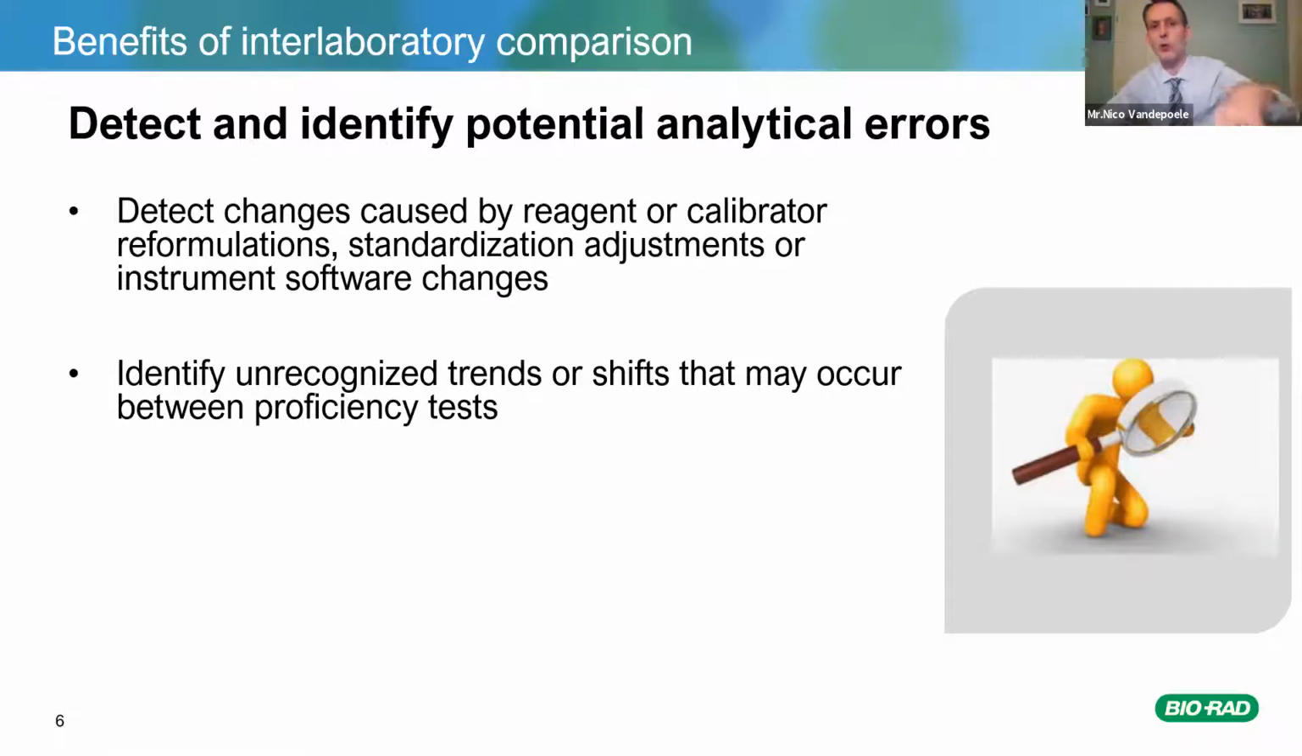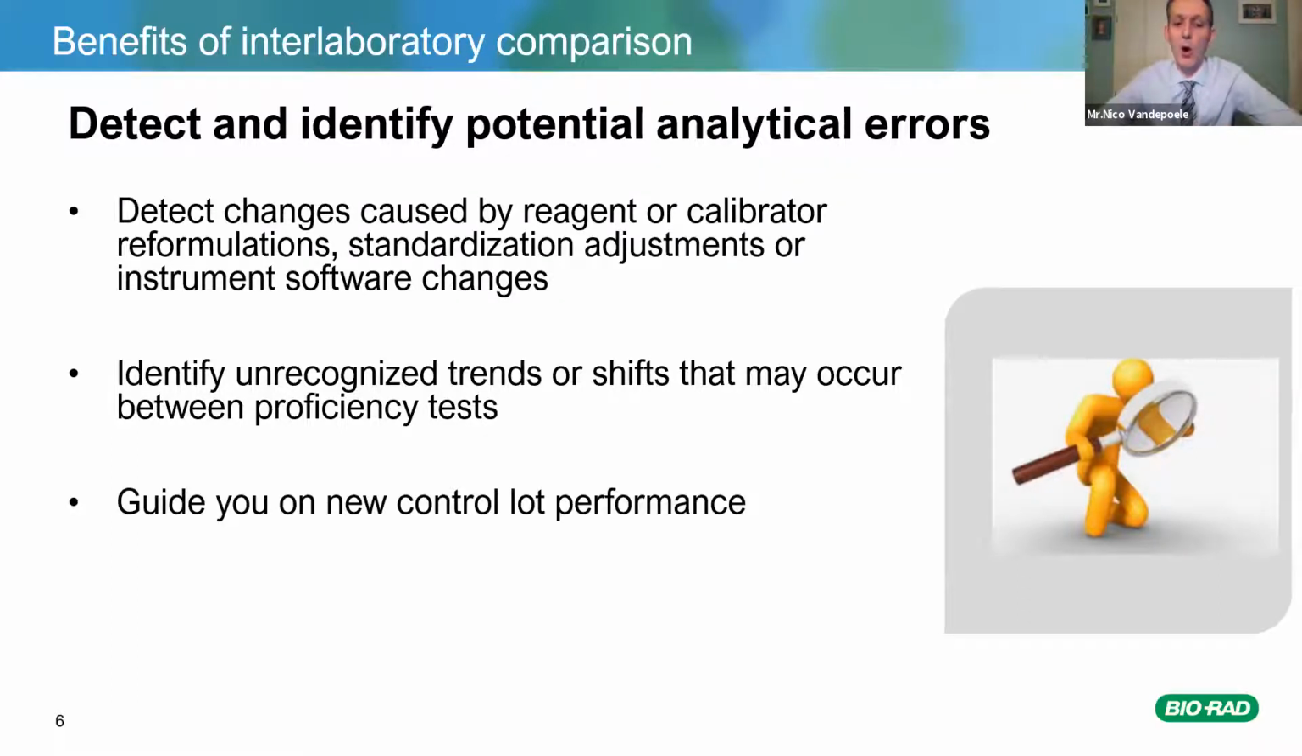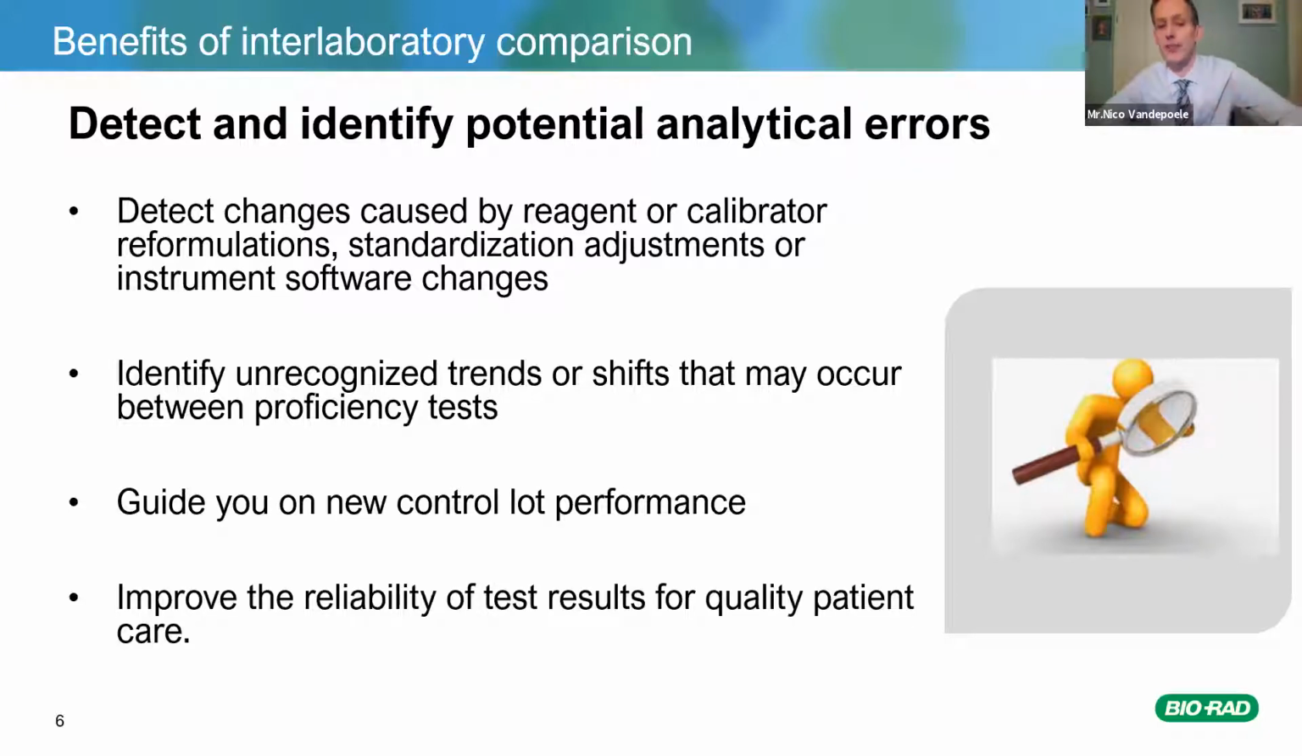So when you're also using a daily QC program that compares your results every month or whenever you would like to see it, that can give you another way of identifying these trends and shifts. Also, when you're starting new lots, for example, in a daily QC program, if you compare yourself to the peer group, that can give you another feeling of confidence that you're doing really well compared to that group. And of course, in the end, we're all doing this to improve the reliability of our test results for quality patient care.